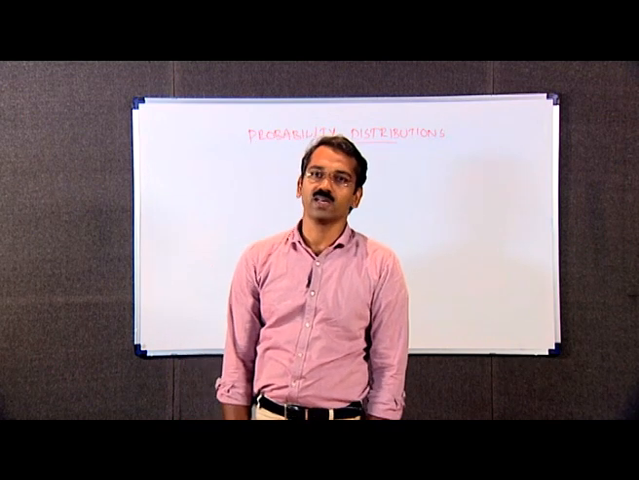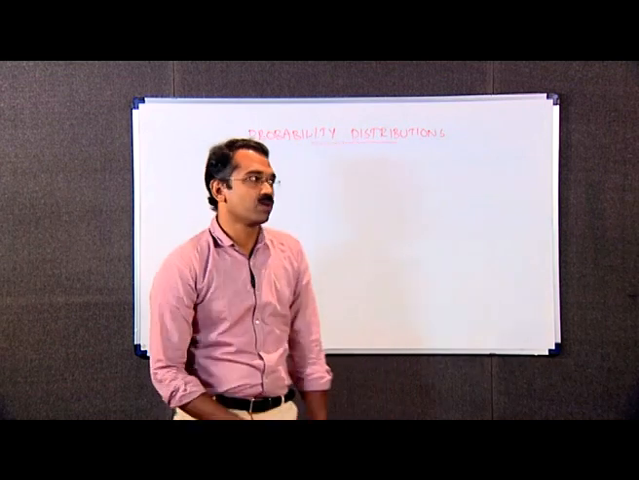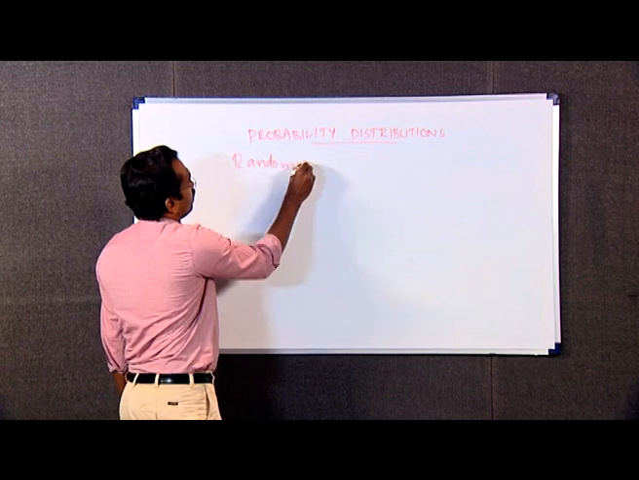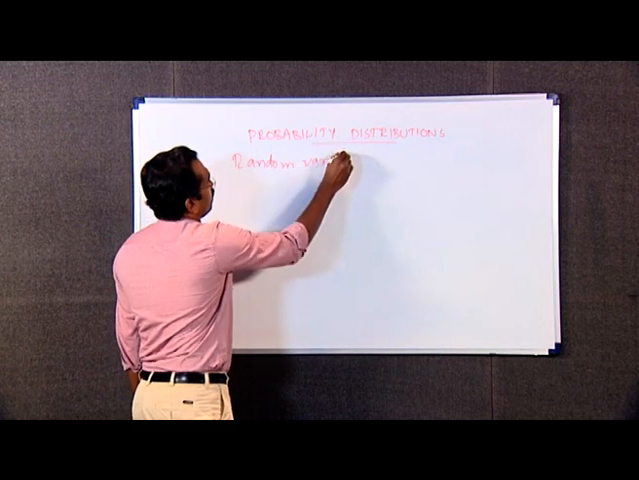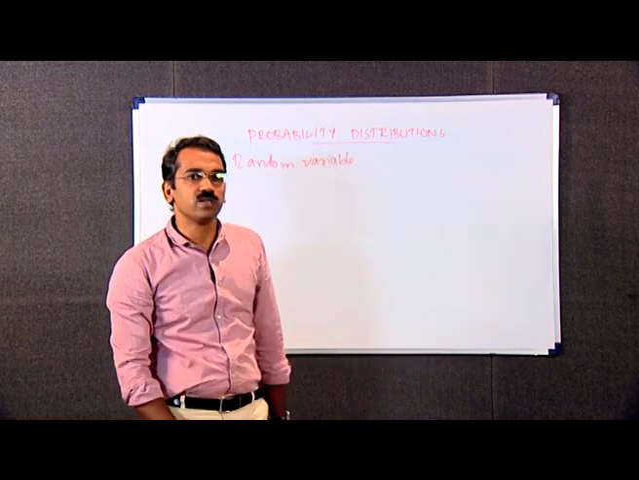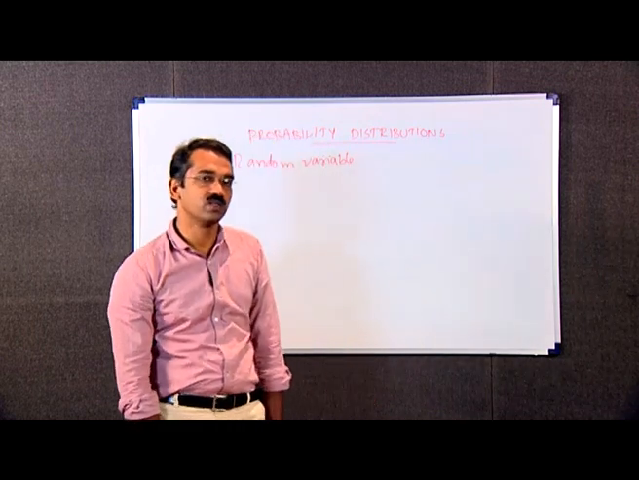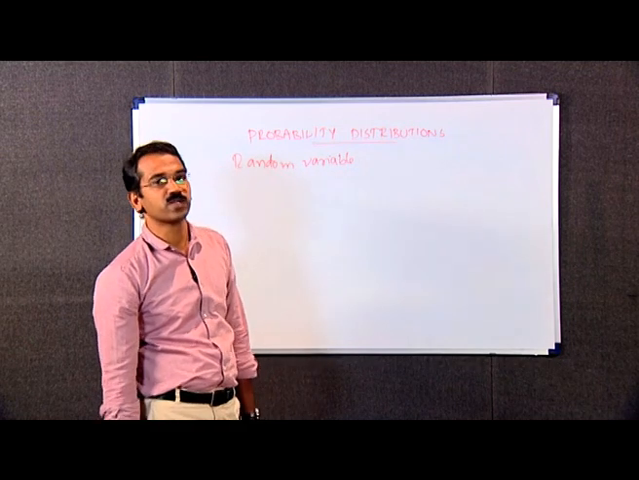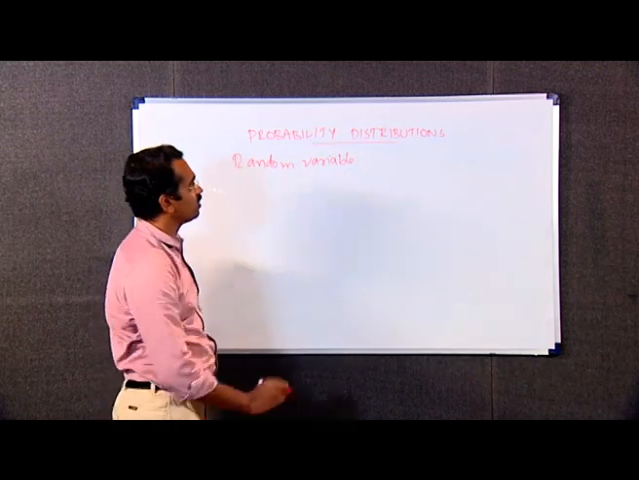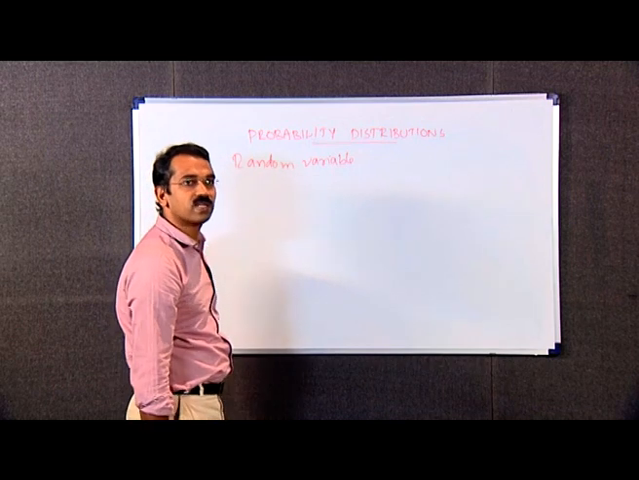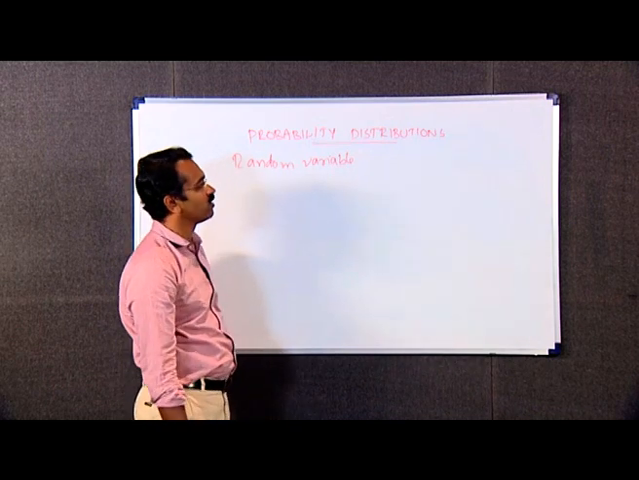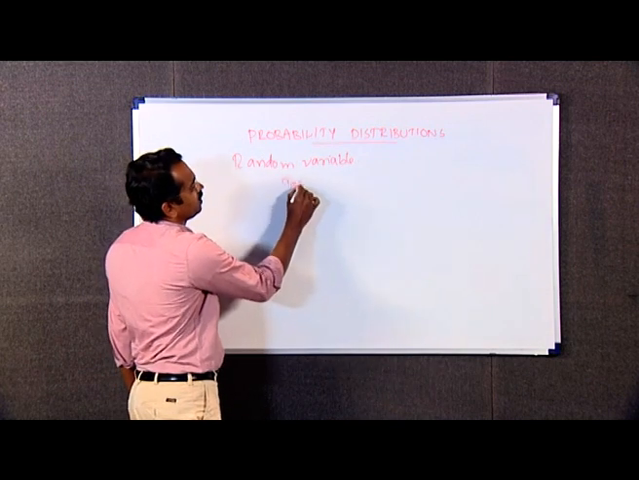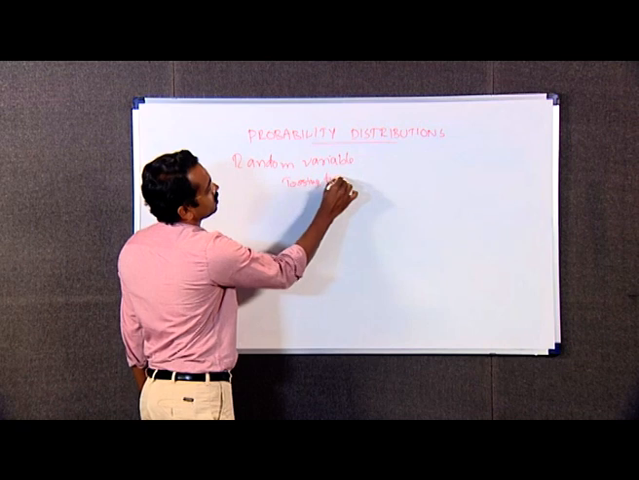First, we define a random variable. A random variable is a real valued function defined on the sample space of a random experiment. For example, consider the random experiment of tossing two coins. The experiment is tossing two coins.